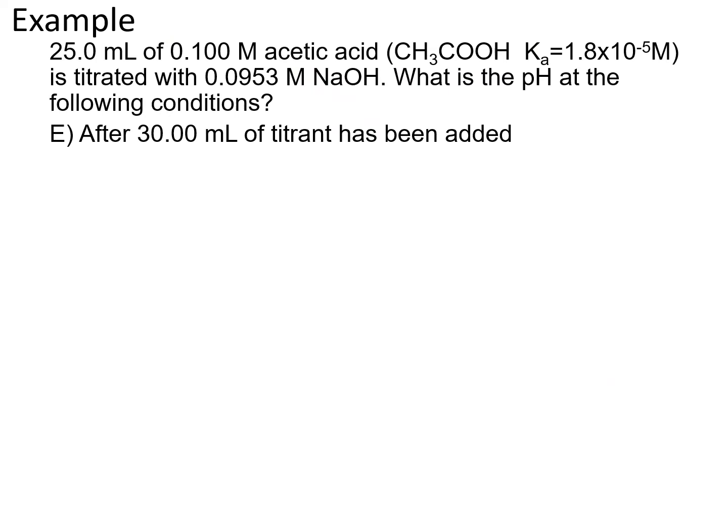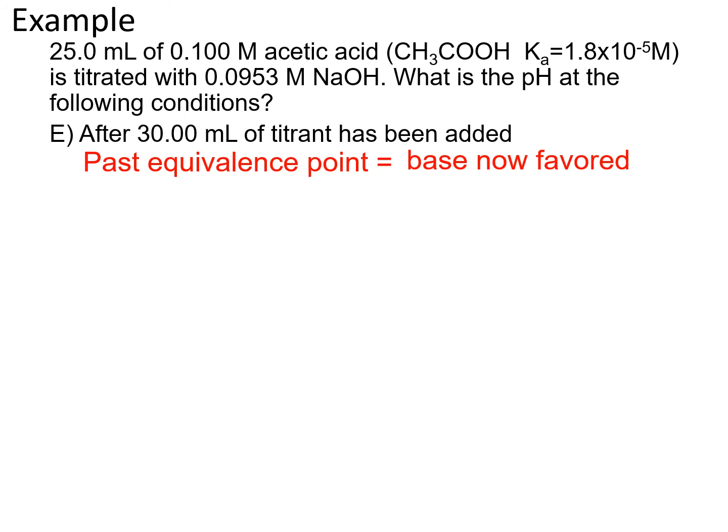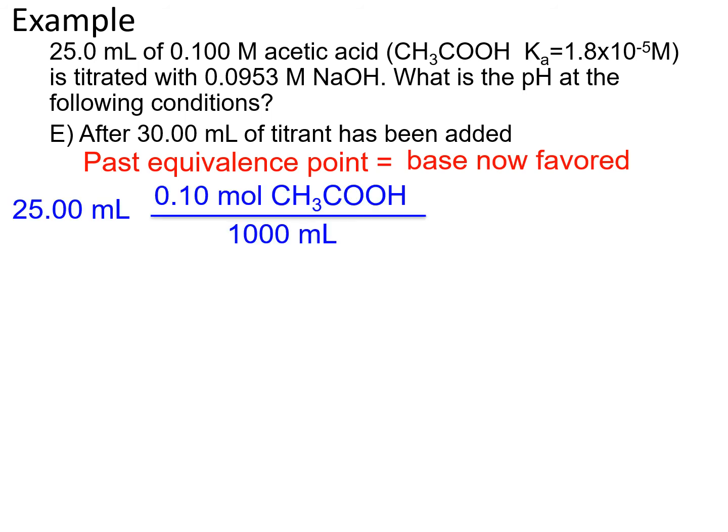What if I continue to add titrant and I've added 30 milliliters? Well, now I not only am going to react all of my acid, I'm going to have some remaining hydroxide. So this one will be a little bit more straightforward because since we're dealing with a strong base, we don't have to worry about doing an ice table. We'll still start this the same way, but now that we're past the equivalence point, it means base is going to be favored. I still will need to get my moles of acetic acid.